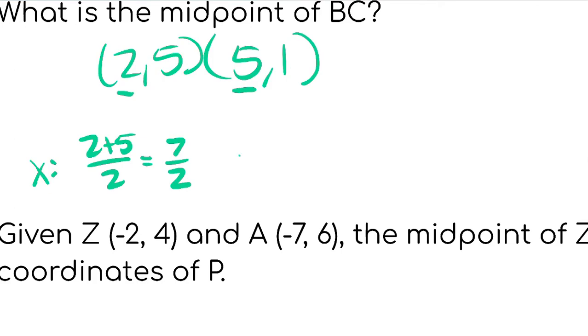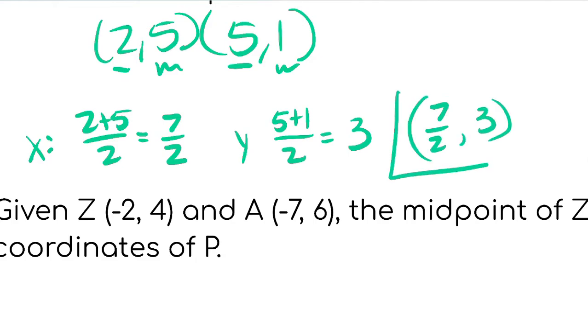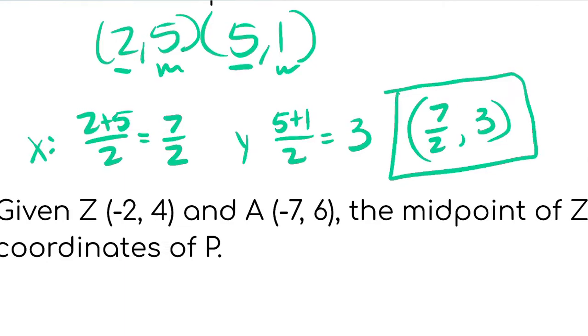And for the y, we have a 5 and a 1. So we're going to have 5 plus 1 divided by 2, which is 6 divided by 2 is 3. So we have our x and our y now, and we will write the point as 7 over 2, comma 3. And that is the midpoint for that one.